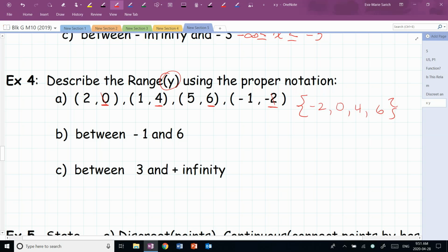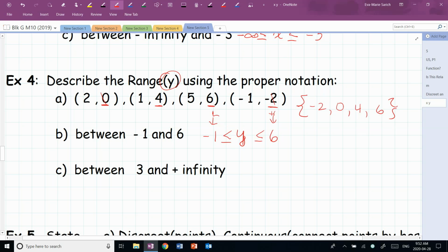For continuous values, we're looking at y. So y is going to go between the highest value here and the lowest value there. Okay? So the lowest value is -1 and the highest value is 6. And it's going to be less than or equal to the highest value and greater than or equal to the lowest value.